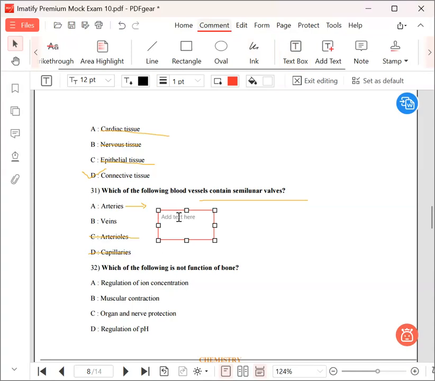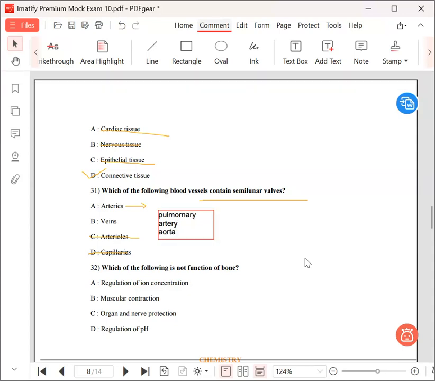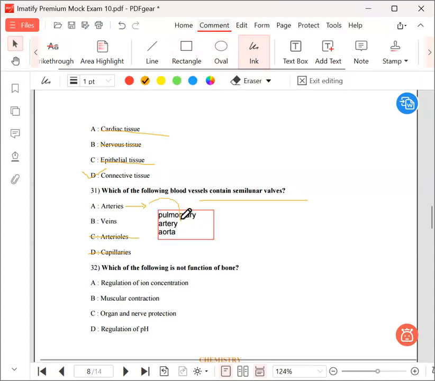and that are the pulmonary artery, that carries the deoxygenated blood away from the heart to the lungs, and the aorta, that carries the oxygenated blood to the body away from the heart. So these are the exceptions. And in general, they have no semilunar valves. So the leftover is veins. Veins do have semilunar valves.